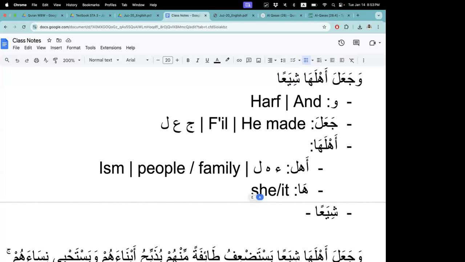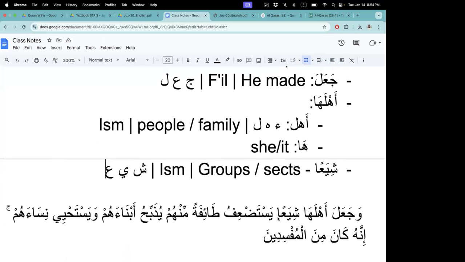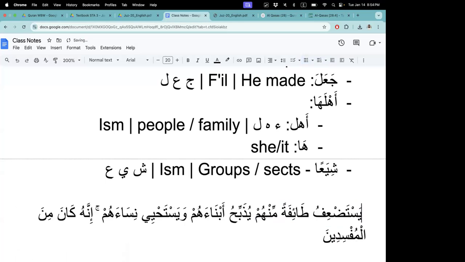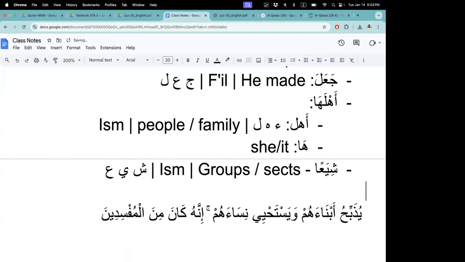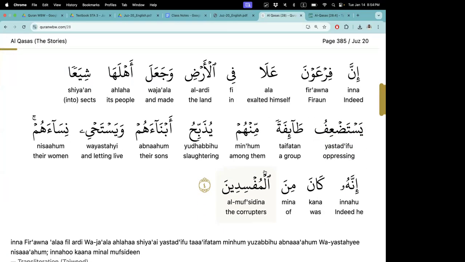Now, groups, this is an ism. You can notice because of the tanween there. Groups is the translation, okay, or sects. And the root letter here is sheen, ya, and ain, okay? Something that is split up. وَجَعَلَ أَهْلَهَا شِيَعًا. Now we get into a fun word, okay? يَسْتَضْعِفُ طَائِفَةً مِّنْهُمْ. Let's go back to our website. Then we'll go to the PDF and then we'll come to the notes.